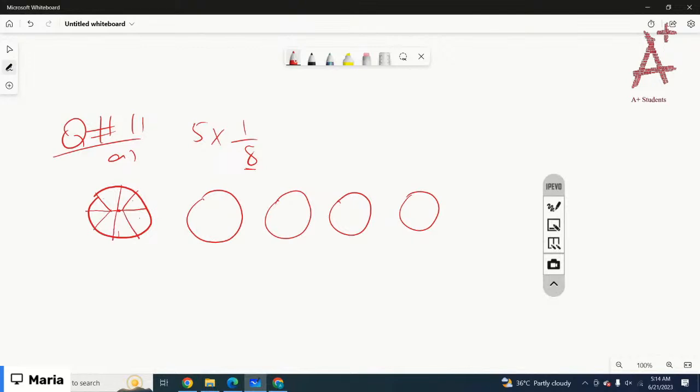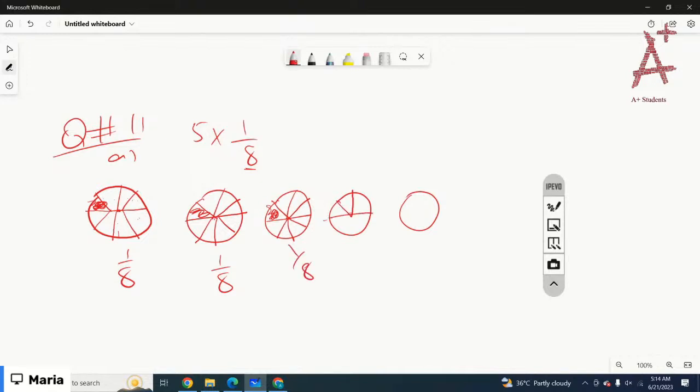1, 2, 3, 4, 5, 6, 7, 8. Okay. And only one part is colored. Got it? That is 1 over 8. Then again, you have the same thing over here. 1, 2, 3, 4. And one part is colored. That is 1 over 8. Again 1, 2, 3, 4. Only one part is colored. 1 over 8.